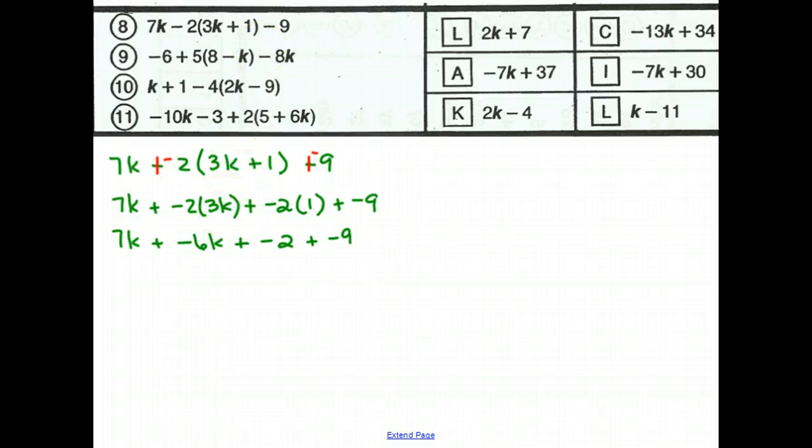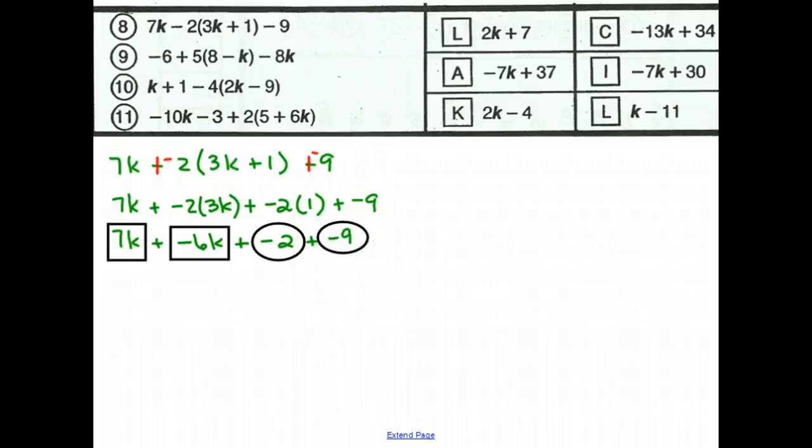At this point, we're going to look to identify our like terms. 7k and negative 6k are like terms, as are negative 2 and negative 9. So we want to simplify by combining our like terms. We're going to add our coefficients together. I would get a positive 1k, and negative 2 plus a negative 9 is going to give me negative 11 or minus 11. If I look at my options over here, you can see that this would match up with letter L. Okay, let's do the next problem.